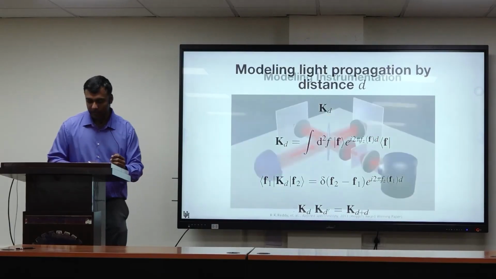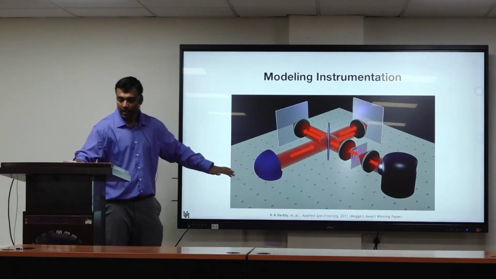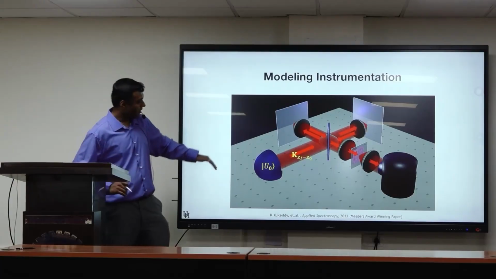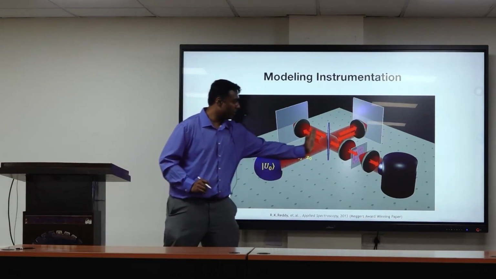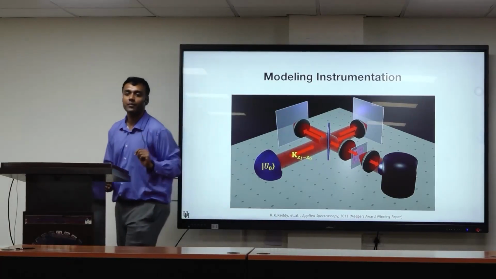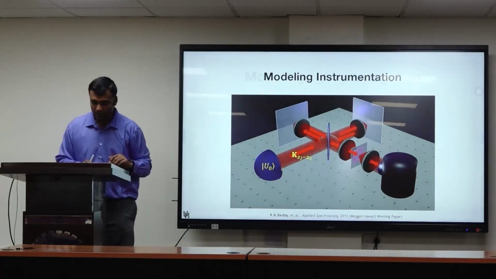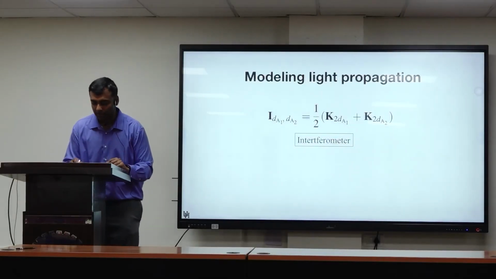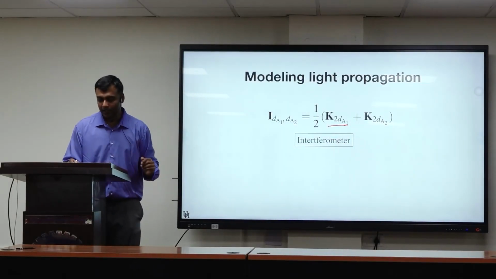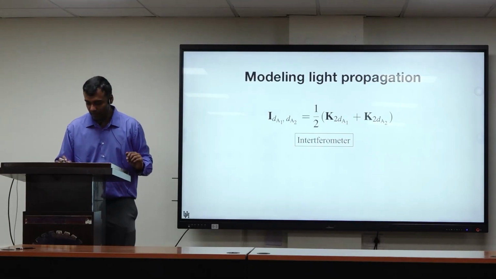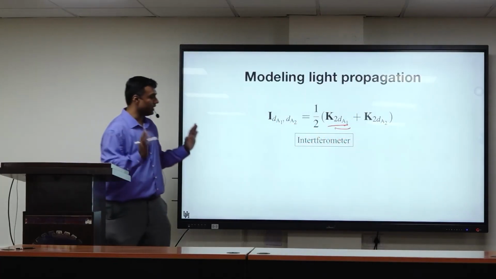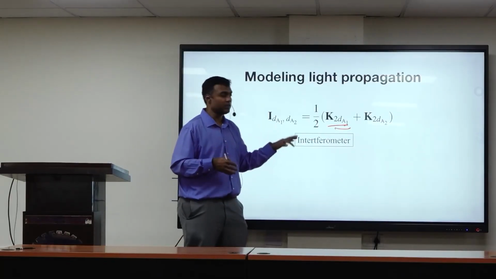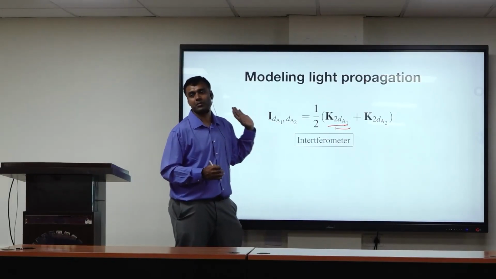I started with the source here, and I apply this operator. So what we have done is taken the light from the source and propagated it to this beam splitter with this operator. You can do the same thing at the splitter. Light travels a distance T01, so it travels a certain distance in this direction. All that the interferometer does is split it into two. Let's say it's a 50-50 beam splitter.